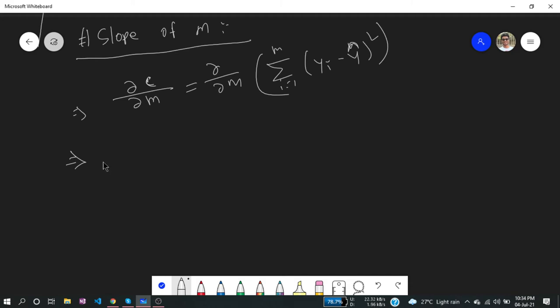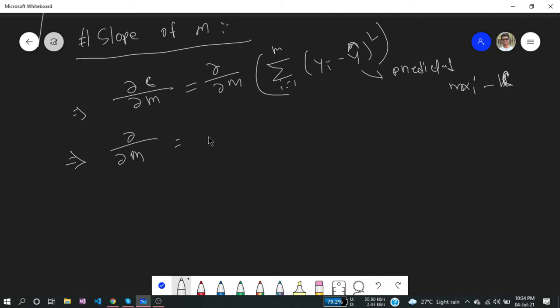Okay. So I will calculate the derivative here by using the chain rule. I will simply write del by del m equal to. First of all, let me write this value. This is your predicted value, y hat. What was the predicted value? mx plus c. This is the predicted value.